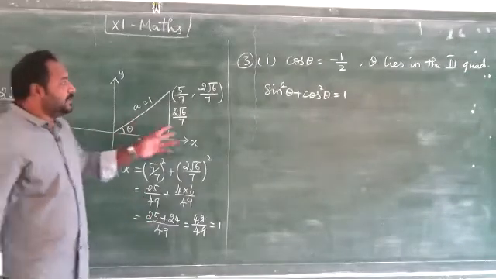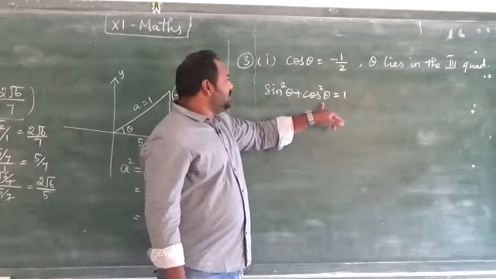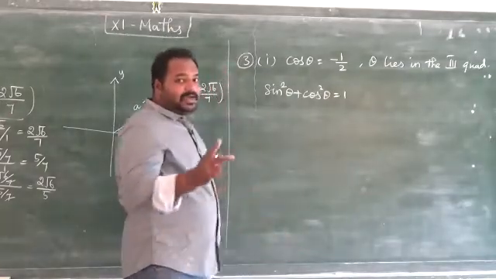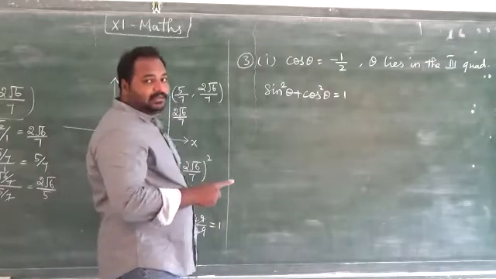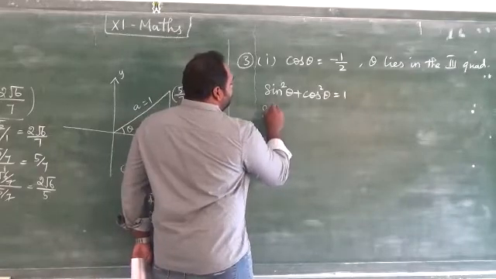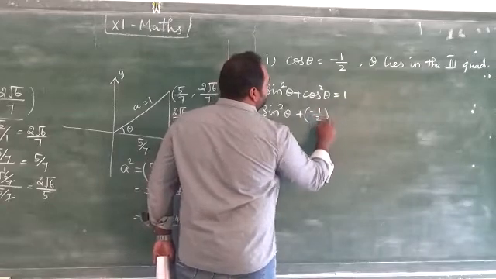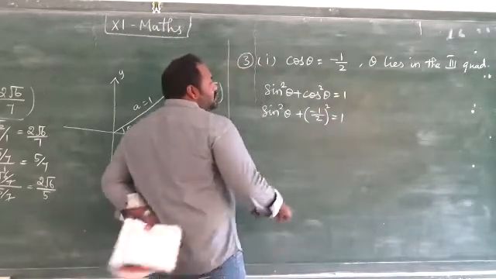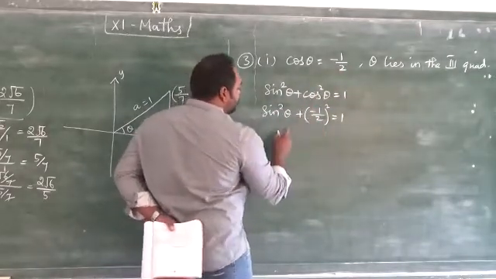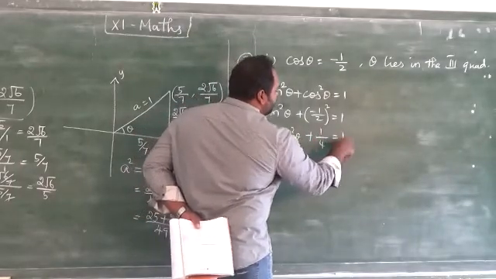This is one way. Another way, we have a formula. We know this basic formula, sin square plus cos square equal to 1. Using this formula I am going to find out. 2 ways we have: you can use this Pythagoras theorem side, or this formula. So sin square theta plus cos square theta, minus 1 by 2 whole square, equal to 1. Cos theta value is given minus 1 by 2. Here cos square is there, so minus 1 by 2 whole square. So sin square theta plus 1 by 4 equal to 1.